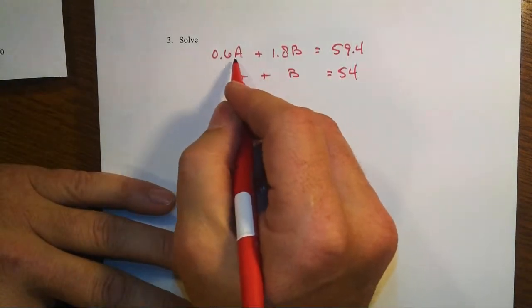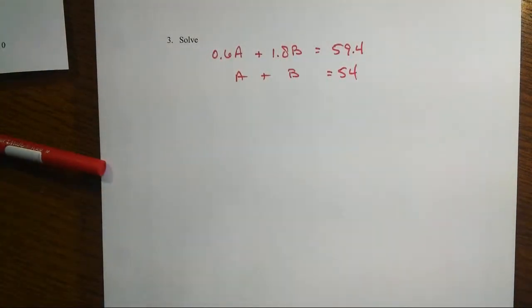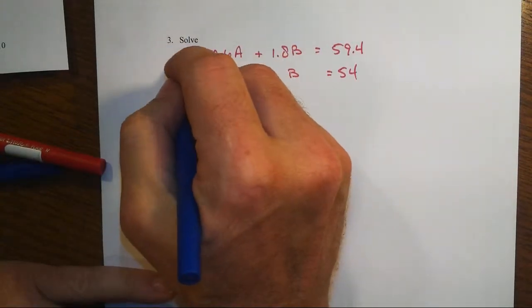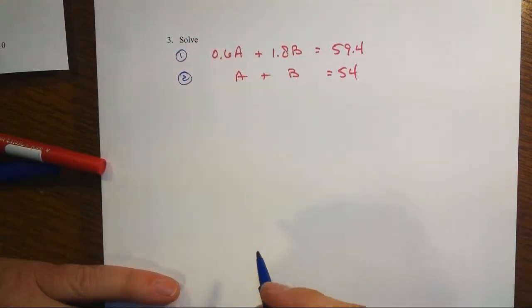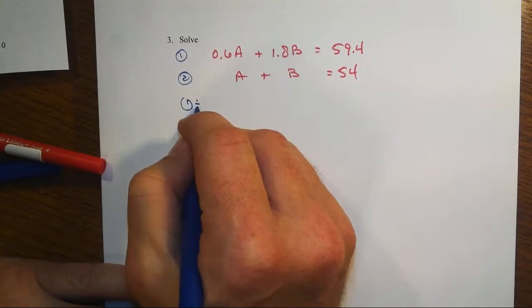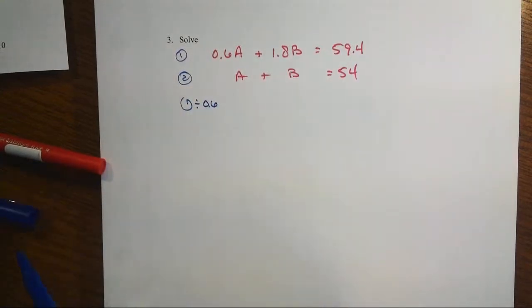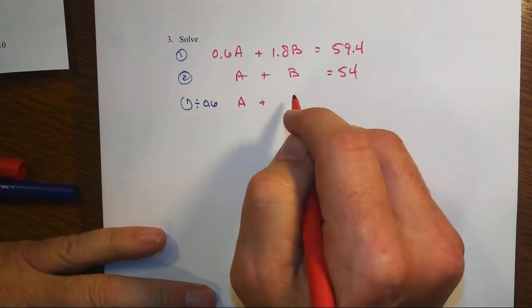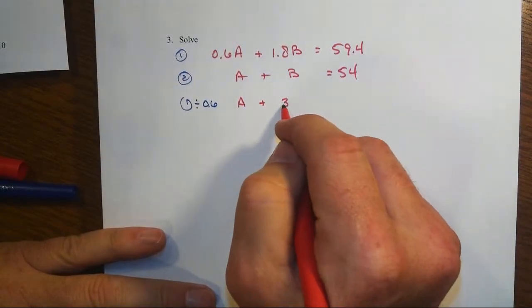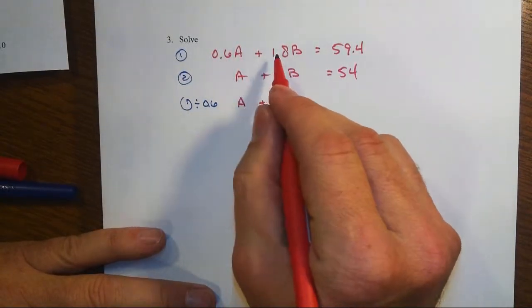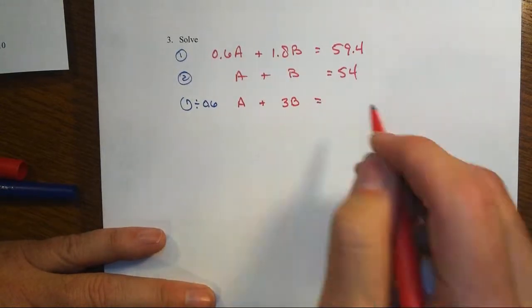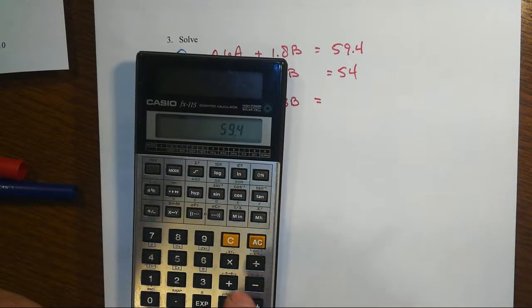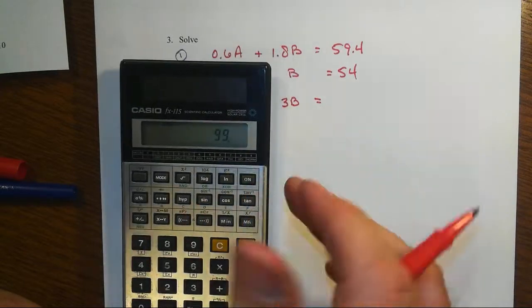Right, now the first thing I'm going to do is take equation 1, and I'm going to divide by 0.6 so that I end up with A plus, and then that would be 3B, wouldn't it? 1.8 divided by 0.6 is going to be 3B, equals, and then this last part, 59.4 divided by 0.6, is 99.